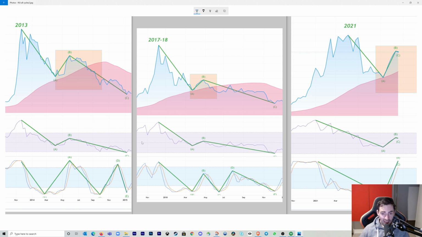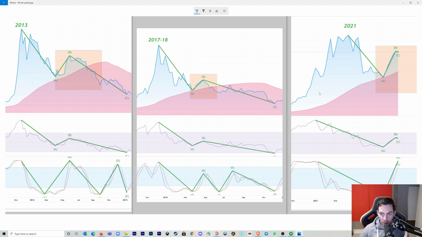Now, the exact same pattern played out in 2017, 2018. So you can see the price action up here, the RSI and the Stoch RSI, they all bottom at the same time in this A wave. They all go up at the same time for the B wave, and then the RSI and the price go down in their final C waves, and the Stoch RSI goes down, up, down for this little rally that occurred here before bottoming out at the bottom.